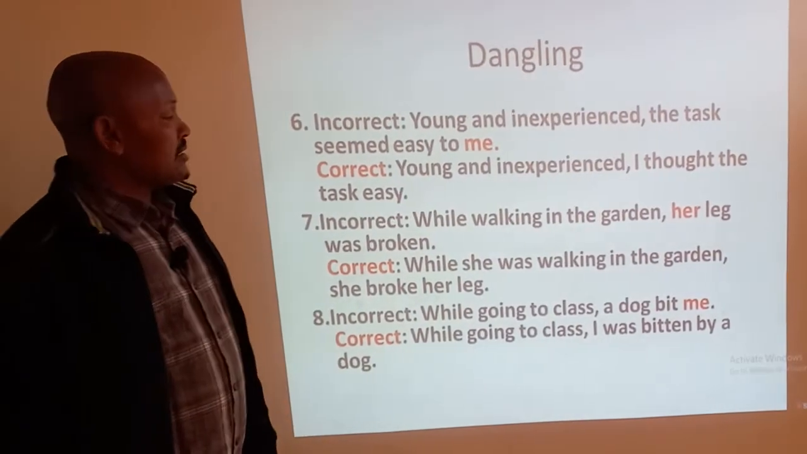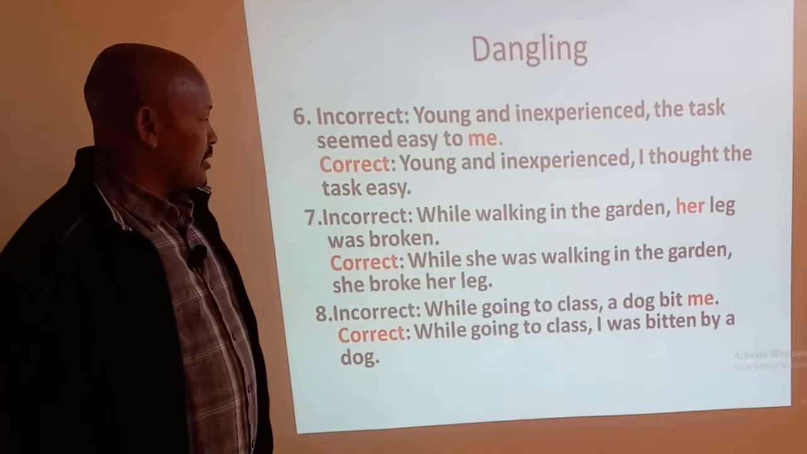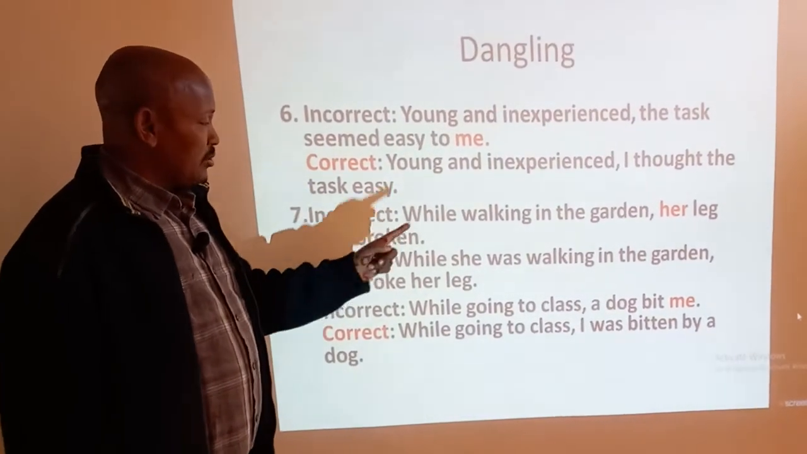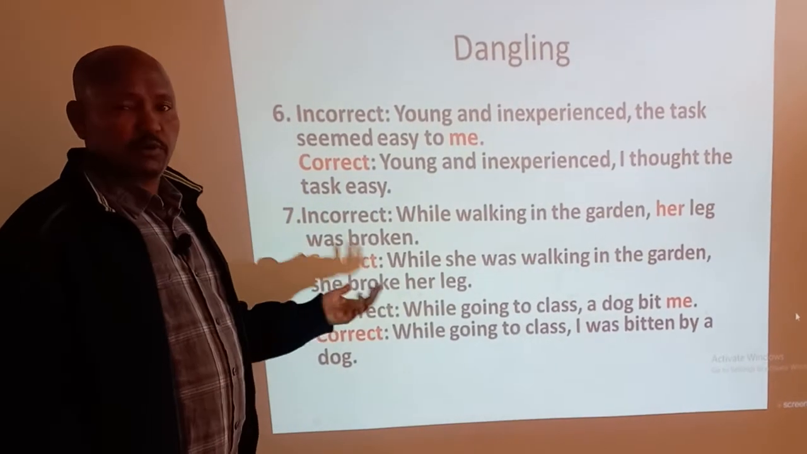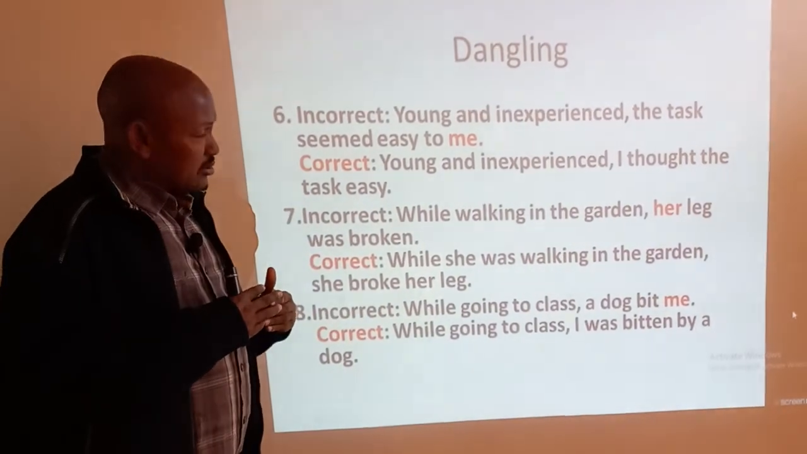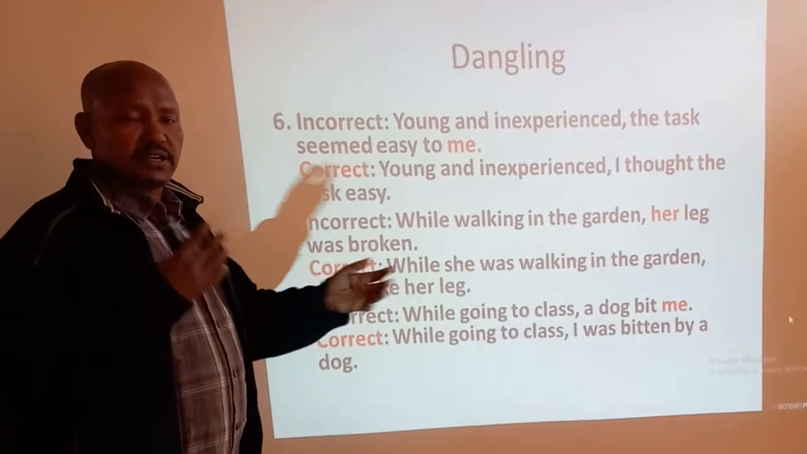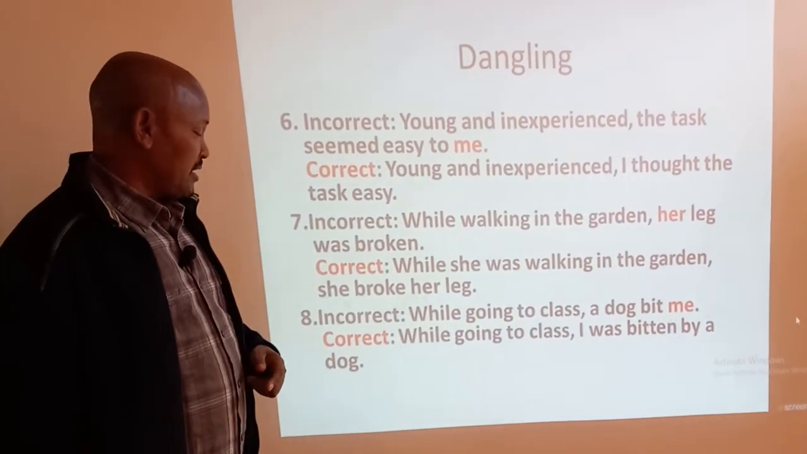Or while working in the garden, she broke her leg is possible. Let me repeat this, please. While working in the garden, she broke her leg is possible. Or while she was working in the garden, she broke her leg is possible. These are the two ways of converting or correcting this dangling modifier.